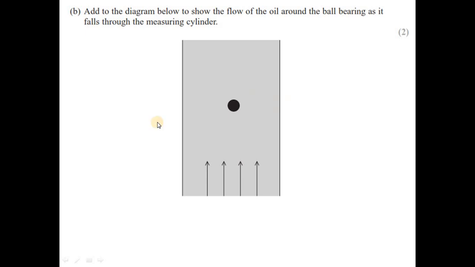Add to the diagram below to show the flow of oil around the ball bearing as it falls through the measuring cylinder. Okay, so it's all about streamlines. In this case, you need to understand the ball is falling with a steady speed. So speed v is steady. Steady means the flow remains streamlined and there is no turbulence throughout the motion. Keep this in your mind due to steady.